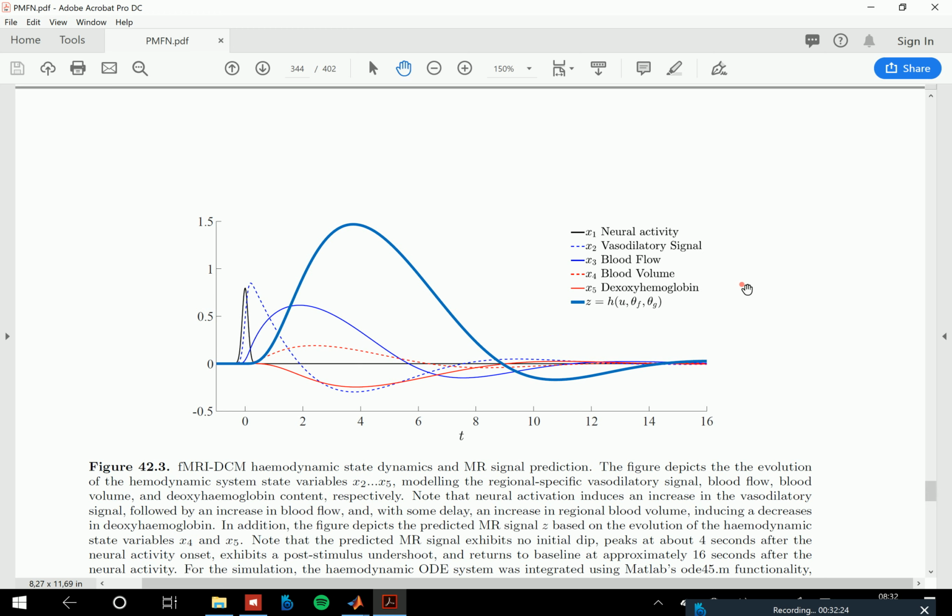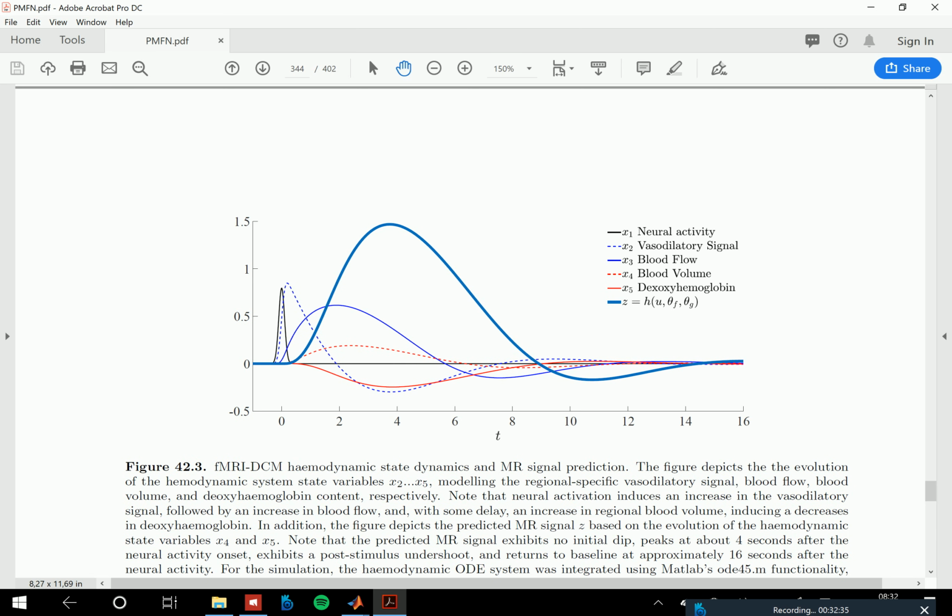However, if you leave everything up to be estimated from the data, you might end up with parameter regimes that don't reproduce these dynamics anymore, so that you don't actually have a deoxyhemoglobin content decrease after neural activity, and maybe that's not actually what you want. So maybe you actually want to fix the parameters. But these are interesting model considerations that are important when you actually use these models for data analysis.